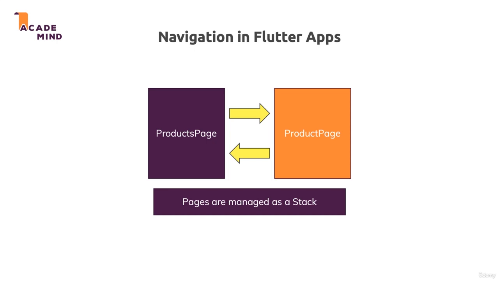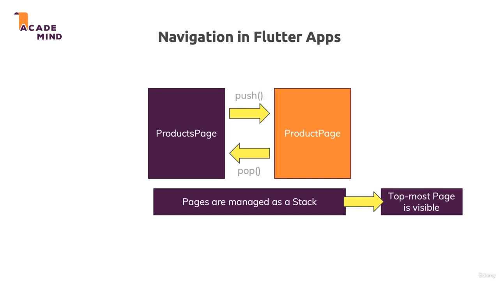And you can imagine this list as being in a three-dimensional space where you always see the last or the topmost item of that stack. So the topmost page is visible. So if we add the product page on the stack and the products page was already there, the product page is now visible because it's the latest and therefore the topmost page. Therefore, we also speak of pushing and popping pages. We push a new page onto the stack so that it's the topmost page, and if we want to go back, we pop it off there.